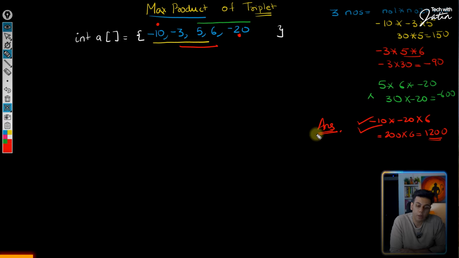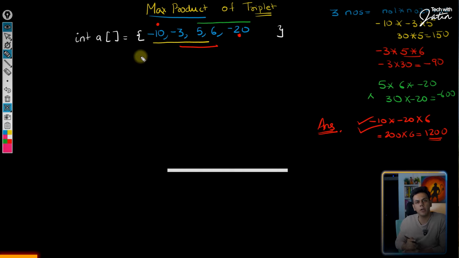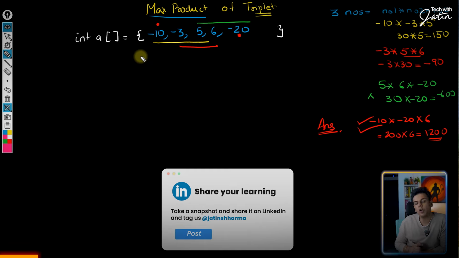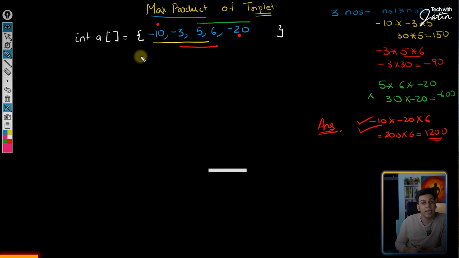But the question is, what is the logic of this program? There are two ways in which you can solve it. The first one is the brute force approach. Over here, we have to find the maximum product. And the first thing is, if I sort this array in ascending order, what is going to happen?